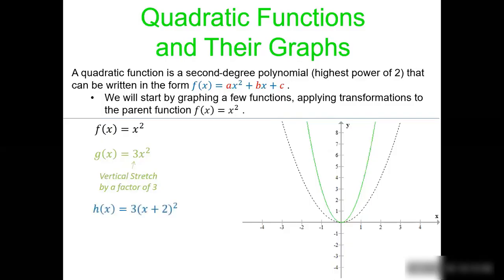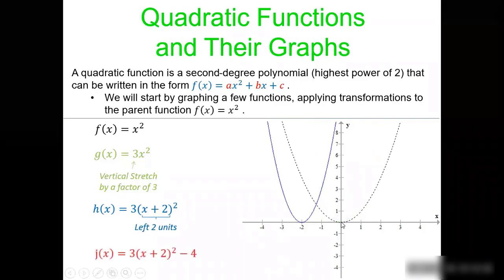So what if we were to now take another transformation by taking the graph of 3x squared and now applying the transformation of x plus 2 quantity squared? Notice that that would be a horizontal transformation, left 2 units. So we would take this green graph of 3x squared and just pick it up and move this base, or this vertex, left 2 units.